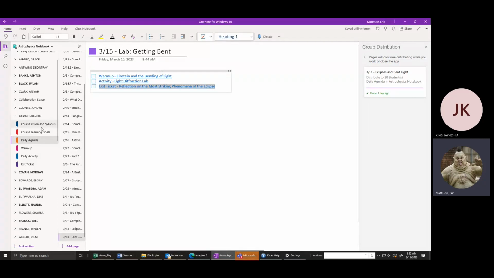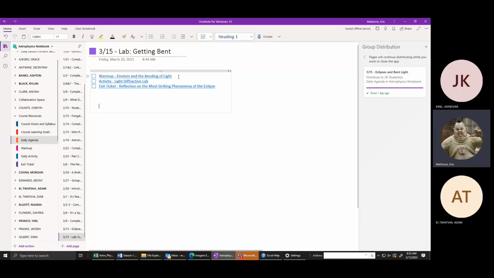So if we go to our notebook, here's our agenda for the day. The first thing we're looking at is what the last lab, the virtual lab, was about: why we see what we see when an eclipse occurs. The most striking part of an eclipse is the light emanating out of the edges of it. It was a mystery as to why, if the moon was blocking the sun, you could still see light coming around the edges of the moon. Shouldn't the sun have completely blocked all the light? But that's not the case.